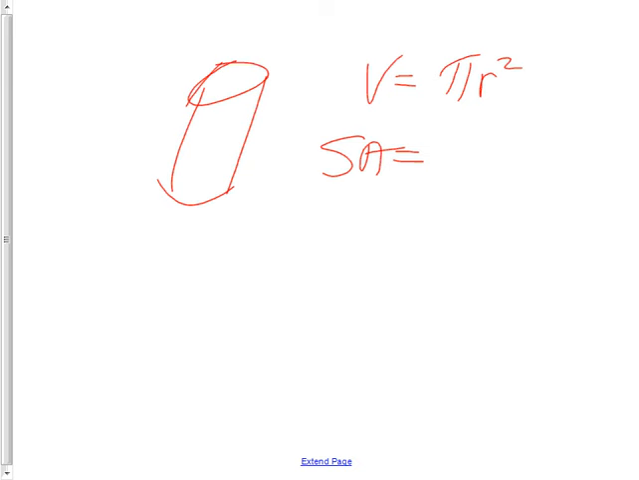Times height. Good. The formula for the volume of anything is you just take the area of its base, which in this case is the circle, and then you times by its height. So pi r squared times the height. And then the surface area.